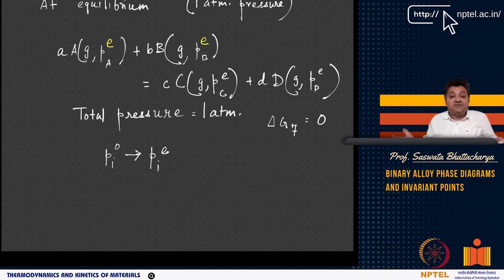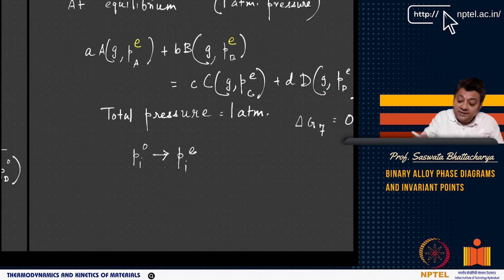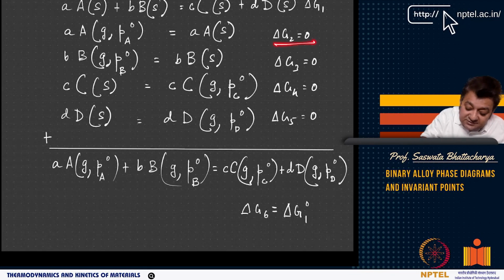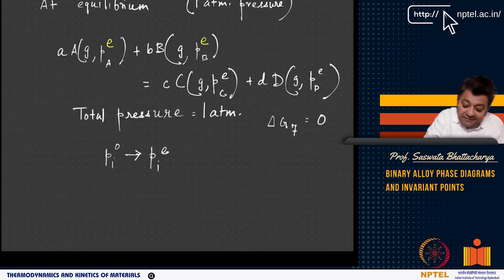Because it's an equilibrium. Now, if it's an equilibrium, for example here, this is delta G2 equal to 0, because this is an equilibrium. This is again an equilibrium. This is again an equilibrium. Now we have a slightly different equilibrium because of this E.